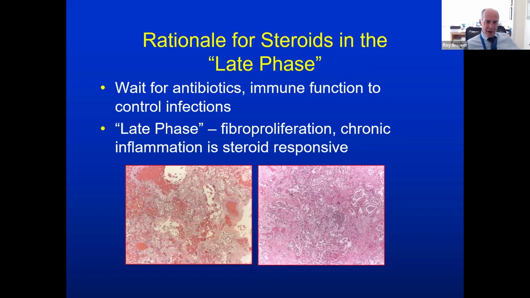Well, let's wait for antibiotics to work, kill off a bunch of bacteria, wait for the immune function to control infections. And also in the late phase, the inflammation is transforming from fibroproliferation to chronic inflammation. And fibroproliferation and chronic inflammation is more steroid responsive. So wait for the antibiotics and immune function to work, and then give the steroids to snuff out the chronic inflammation.